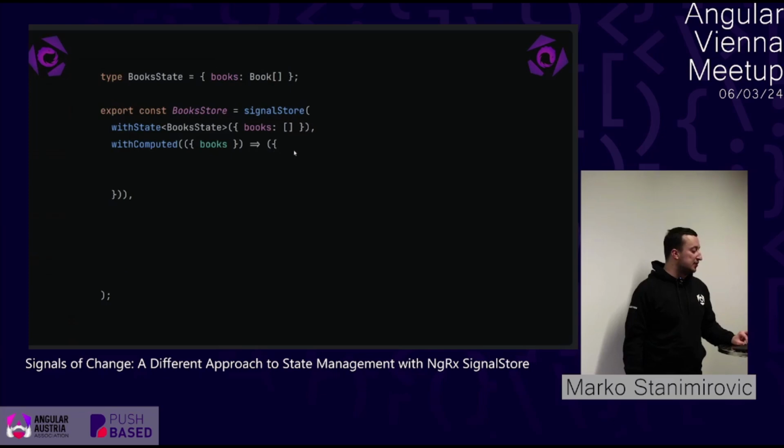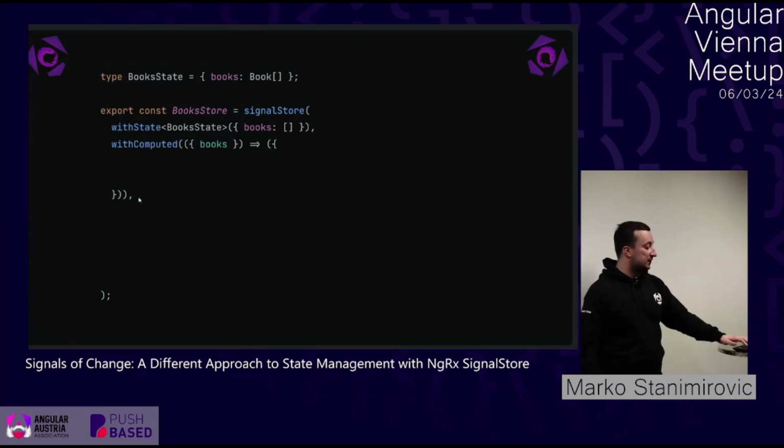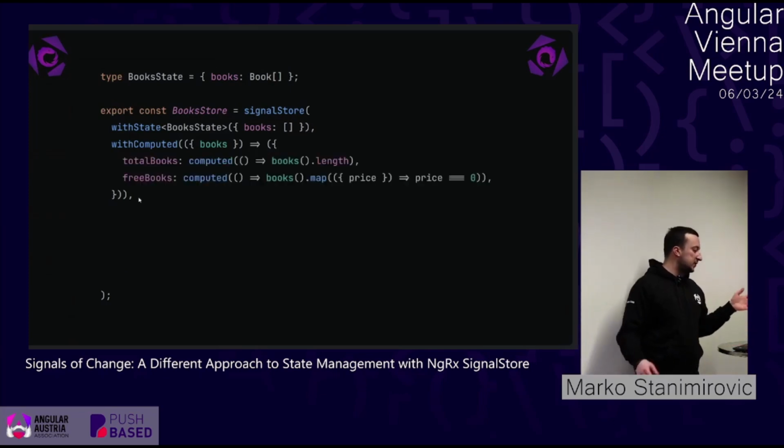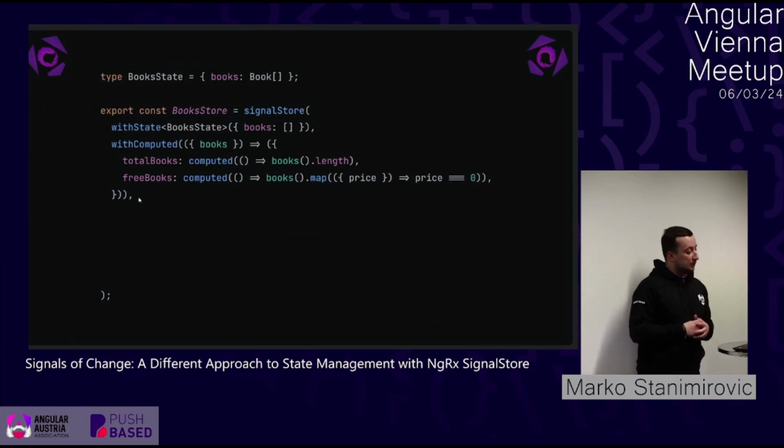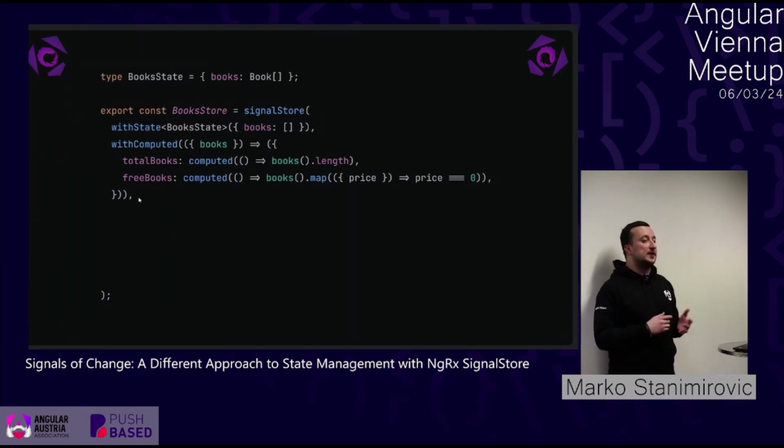As a result of this function, we need to return a dictionary of computed signals. So here I returned 2 computed signals, total books and free books. You can see that they are created in the same way as any other computed signal by using the computed function from the Angular core package.